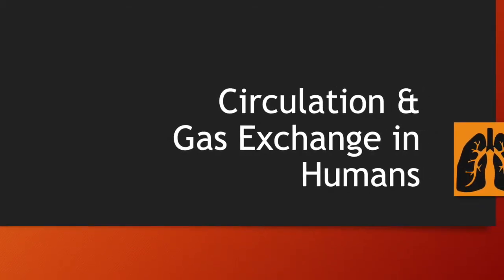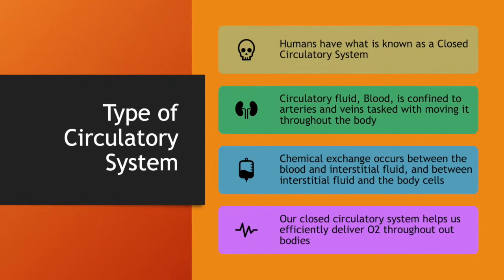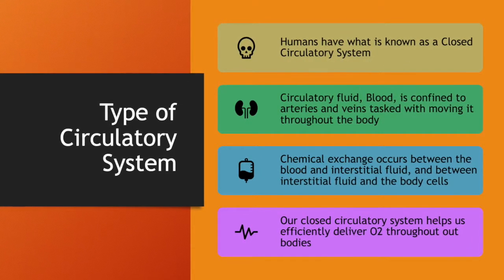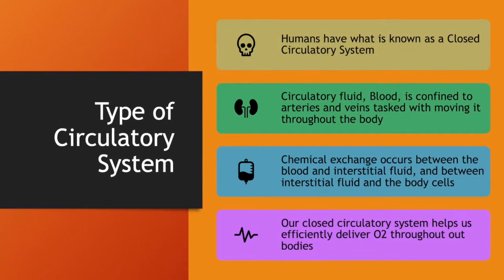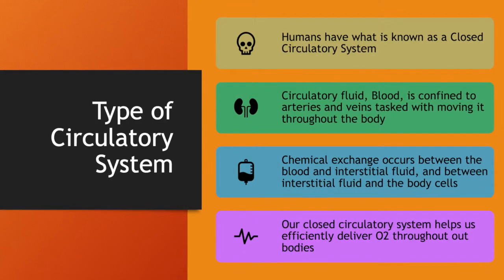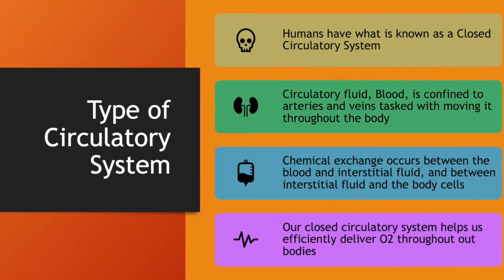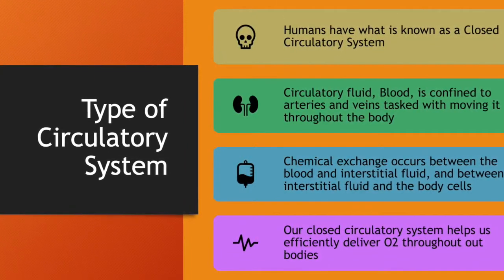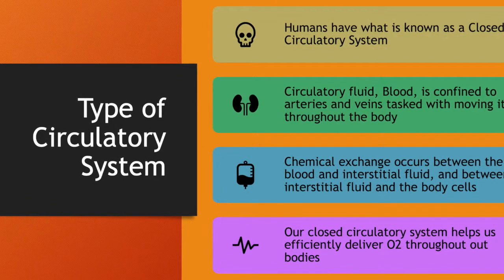Circulation and gas exchange in humans. Humans have what is known as a closed circulatory system. The circulatory fluid, known as blood, is confined to arteries and veins tasked with moving it throughout the body. Chemical exchange occurs between the blood and interstitial fluid, and then between the interstitial fluid and the body cells. Our closed circulatory system, in conjunction with a higher blood pressure, helps us efficiently deliver oxygen throughout our bodies.